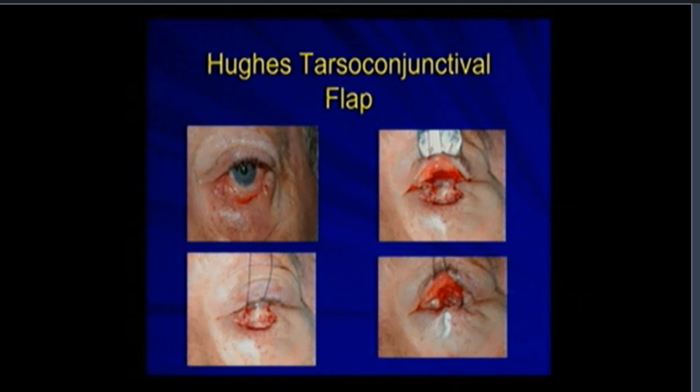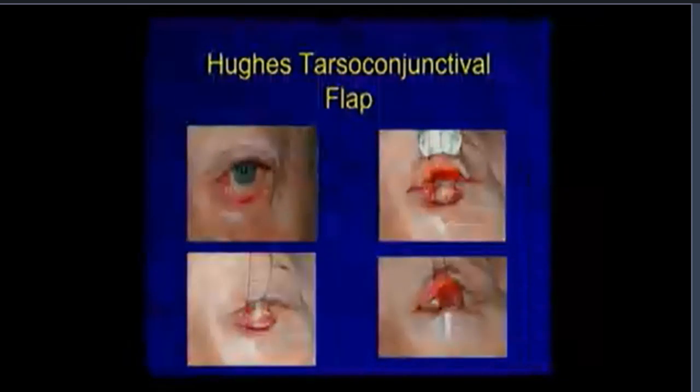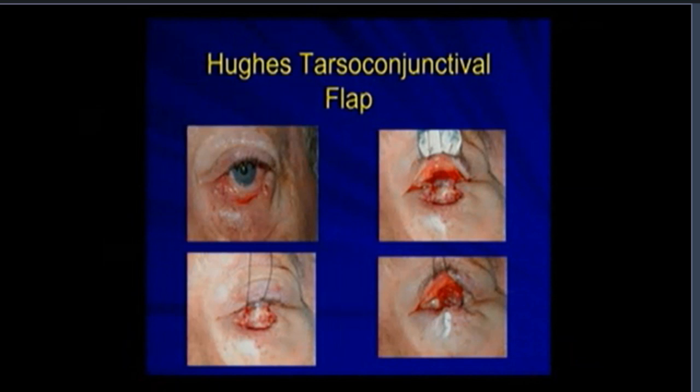To reconstruct the posterior lamella, you can borrow tarsus from the upper lid, which is called a Hughes flap. Then you lower it down and attach it to the remaining part of the eyelid in the lower lid. After that, you can do an advancement flap to cover the eyelid. If you cannot do the advancement flap, you can do a skin graft. But you cannot do graft over graft. You can do graft over flap, but not graft over graft, okay?